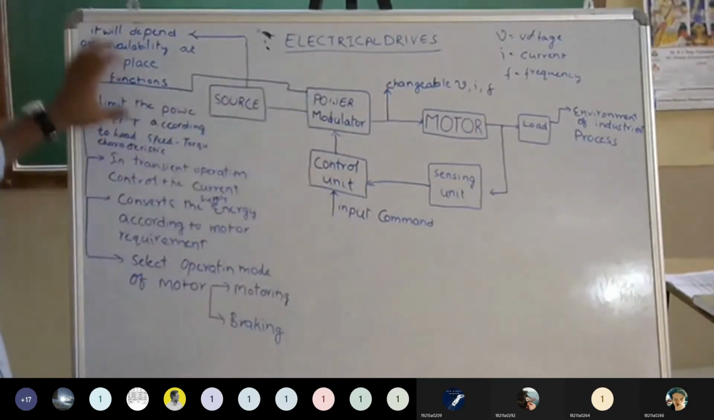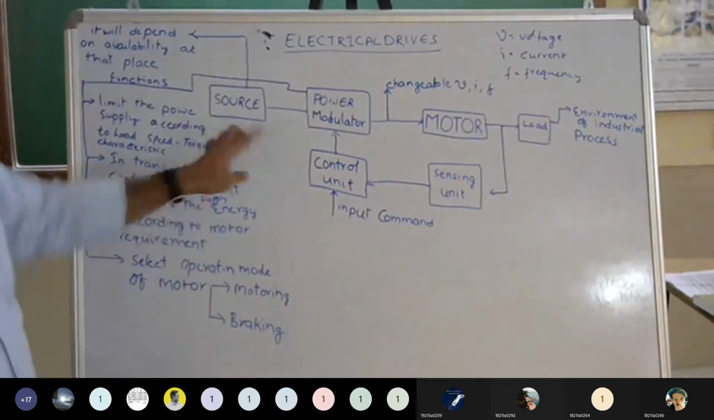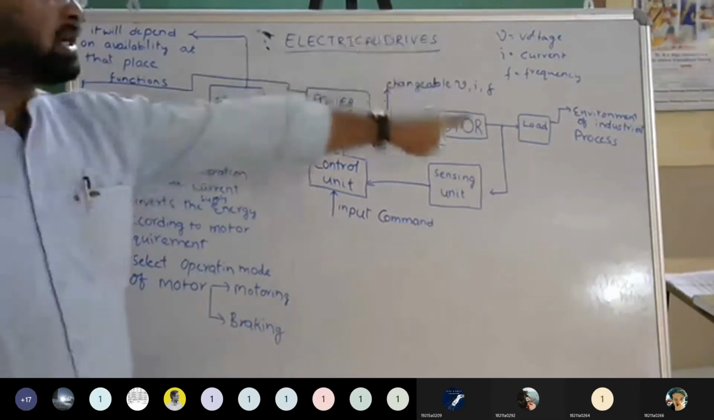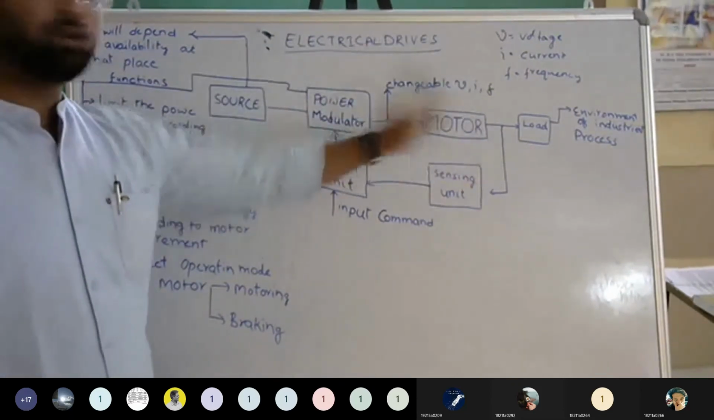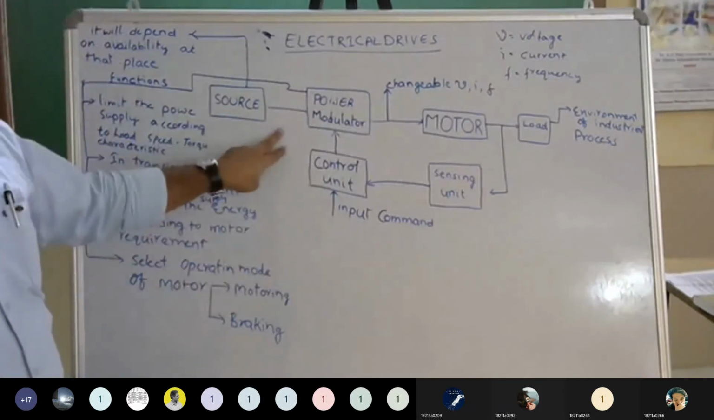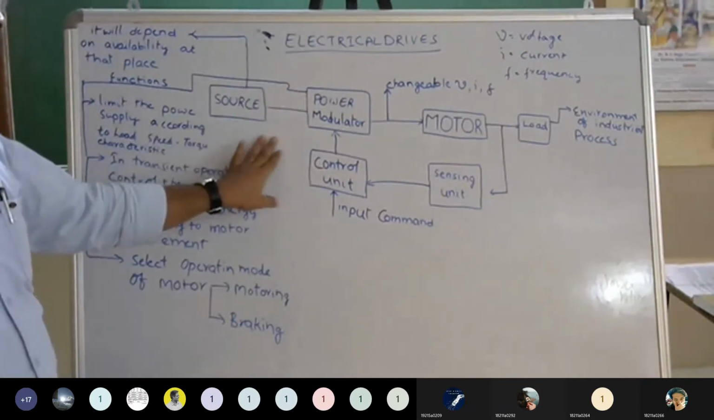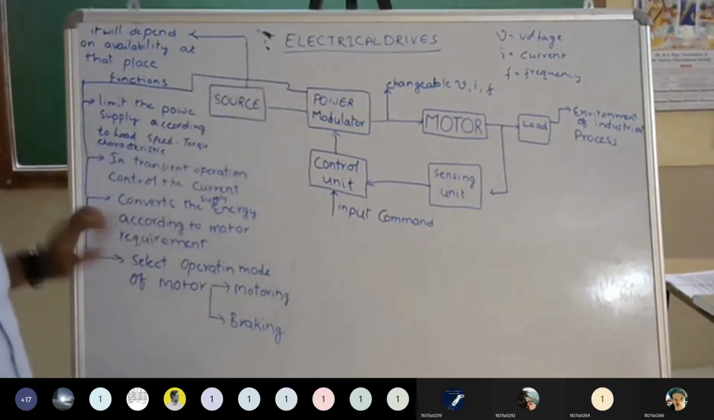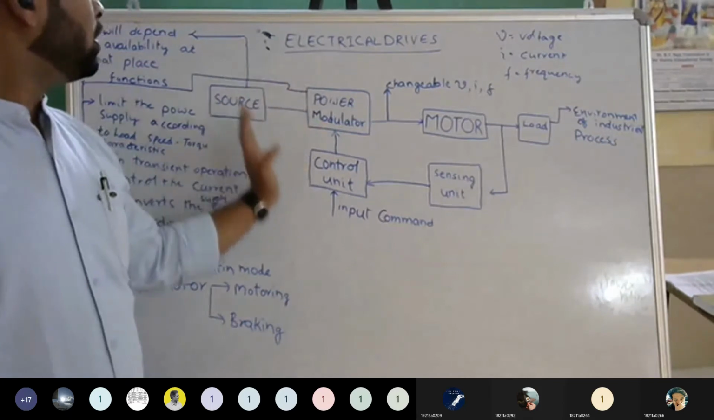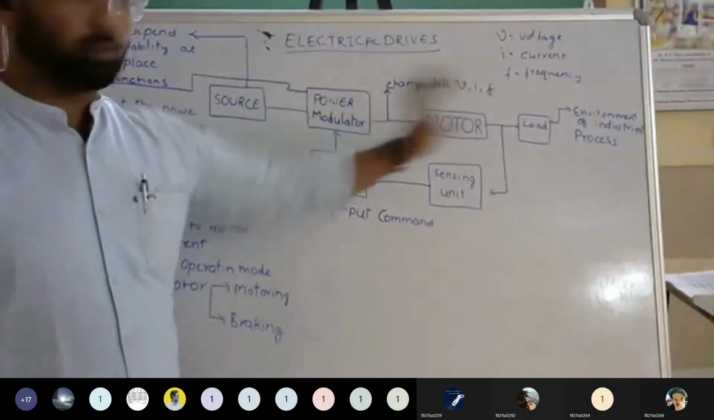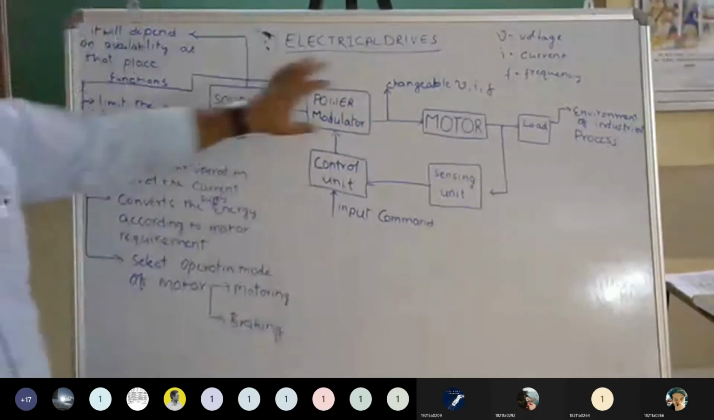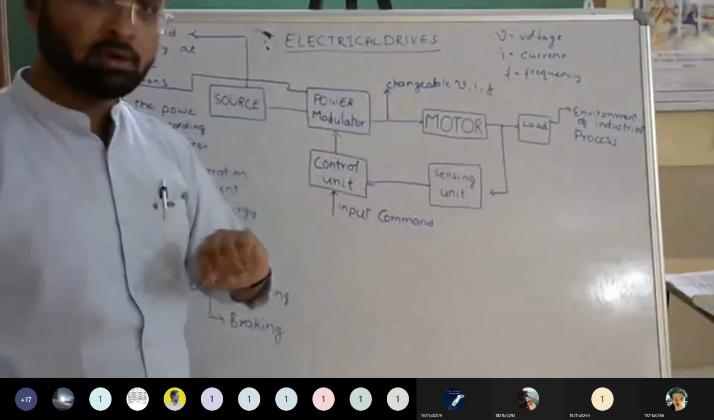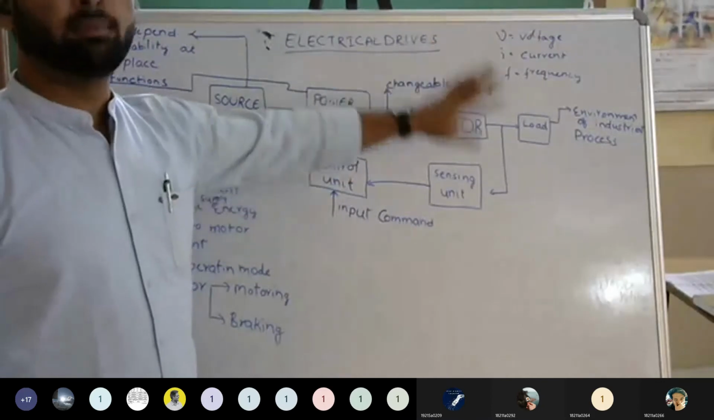So what does the power modulator do? It does four works. First, it will limit the power supply to the motor according to the speed characteristics of the load. Second, in transient operations, it will make sure that the current stays within limits. Third, it will convert the input supply energy according to the motor. And fourth, it will decide the operating mode of the motor, either motoring mode or braking mode.